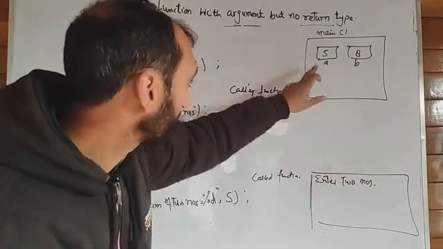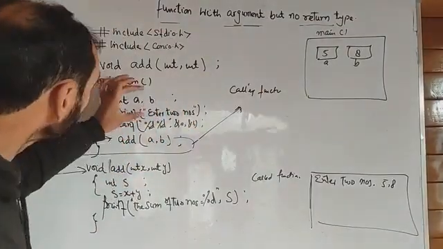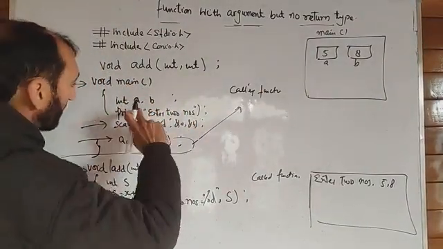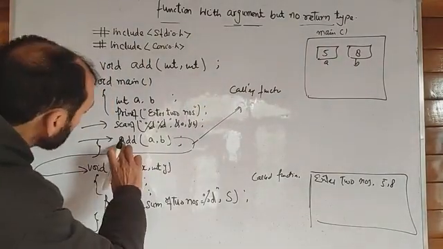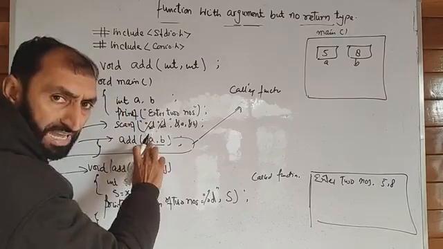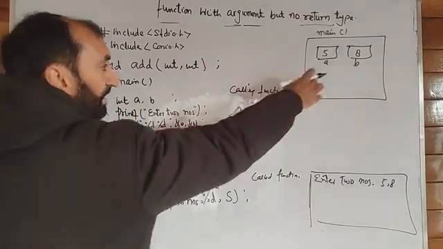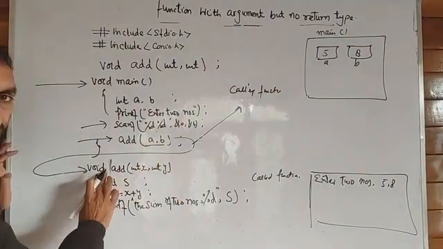Enter two numbers. For example, 5 and 8. The number 5 is stored in a, and 8 is stored in b. Along with the function call, we are passing two arguments, a and b. The value of a is 5 and the value of b is 8. That is going to be passed to this add function.